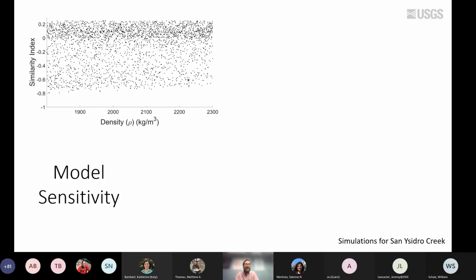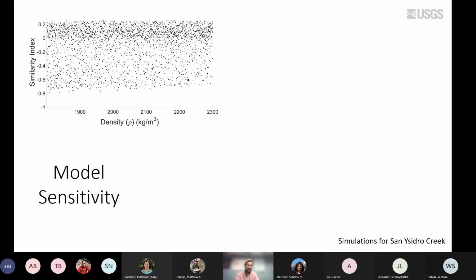We see this pattern, or lack thereof, in all of the other watersheds from the Montecito events, as well as watersheds outside of Southern California. So this suggests that density really has very little impact on the model output. And in future studies, density can be held constant. We sometimes use 2,000 kilograms per meter cubed.